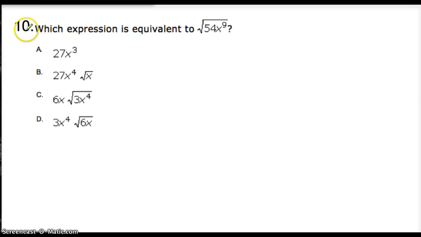Okay, and the last problem is which expression is equivalent to the square root of 54x to the 9th. So go ahead and pause the video, see if you can complete that one.